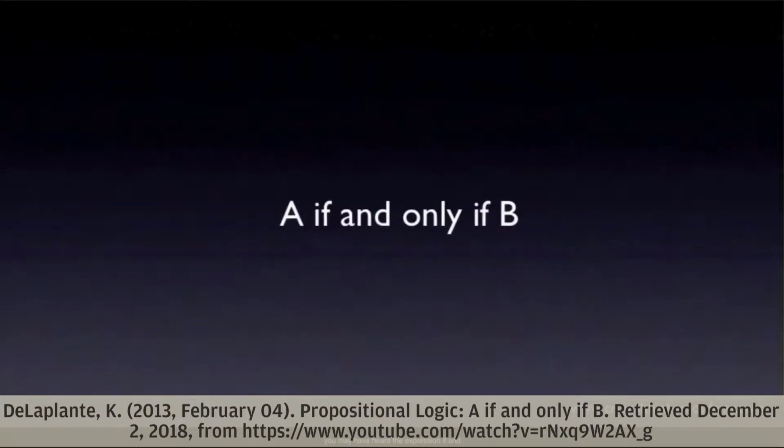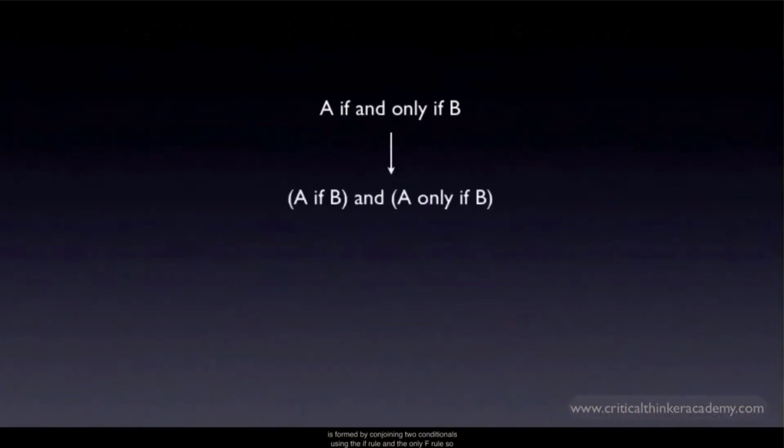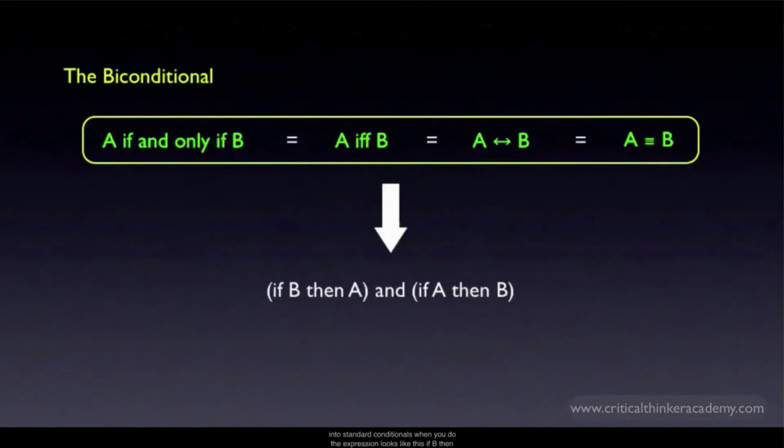You may have heard the expression "if and only if" in a math class or some other context. As the name suggests, A if and only if B is formed by conjoining two conditionals using the if rule and the only if rule. So it asserts two things, that A is true if B is true, and that A is true only if B is true. You can use the if rule and the only if rule to translate these into standard conditionals. When you do, the expression looks like this: if B then A, and if A then B.